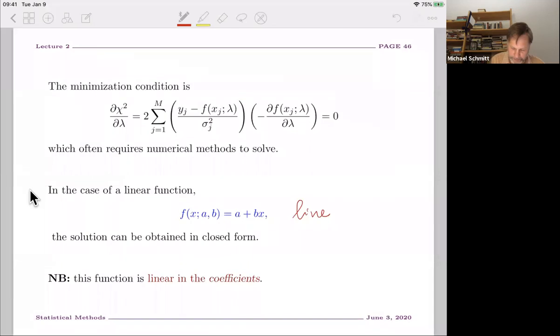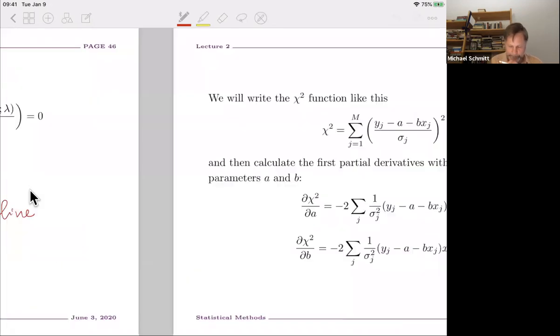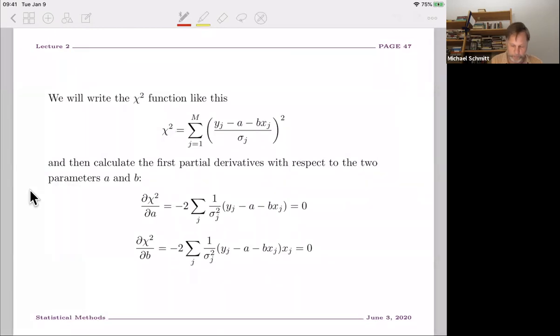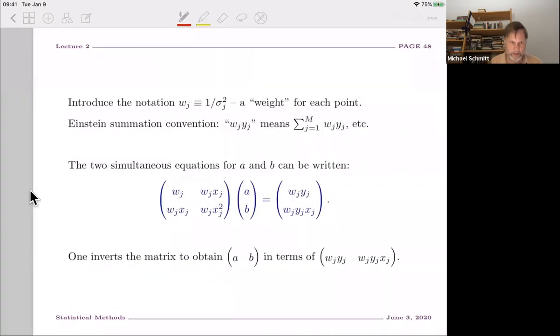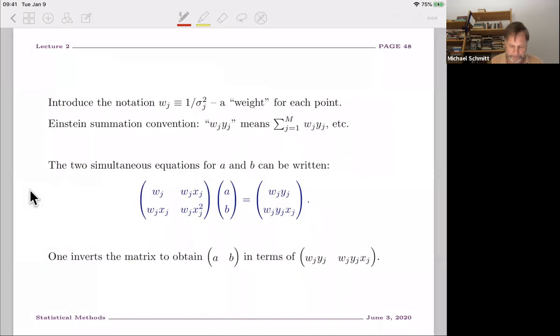Notice that the function is linear in these two unknown coefficients, a and b. So I write my chi-squared more explicitly this way. I want to minimize simultaneously with respect to a and b. So this gives me sufficient information to uniquely determine a and b. In the interest of time, I'm going to skip over the calculation details.